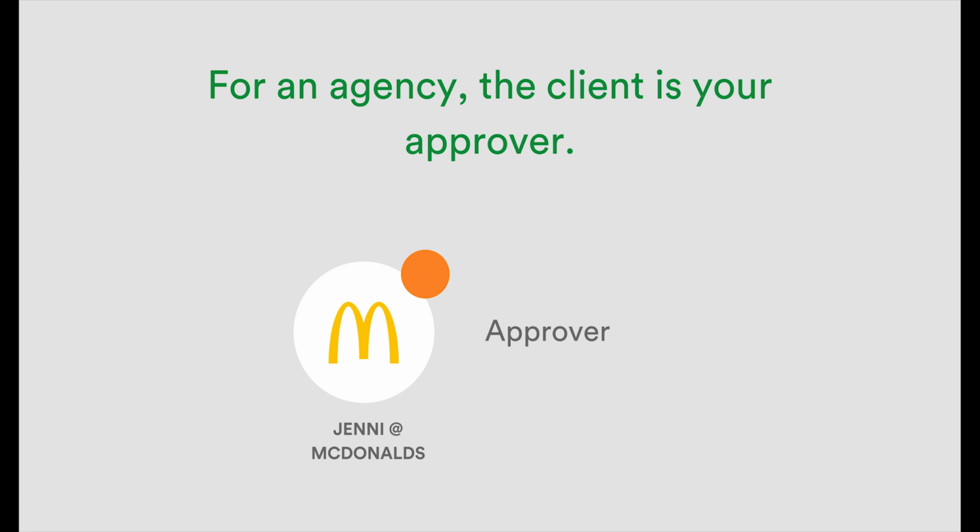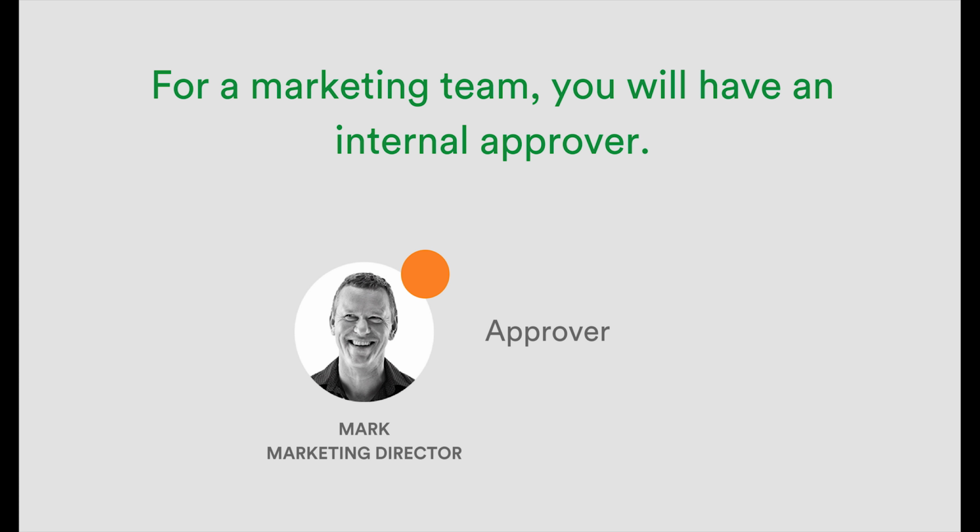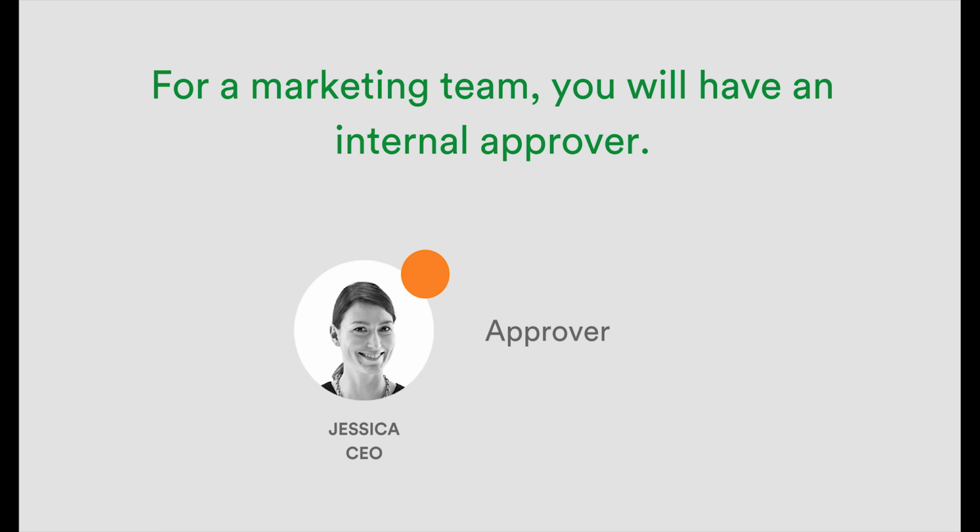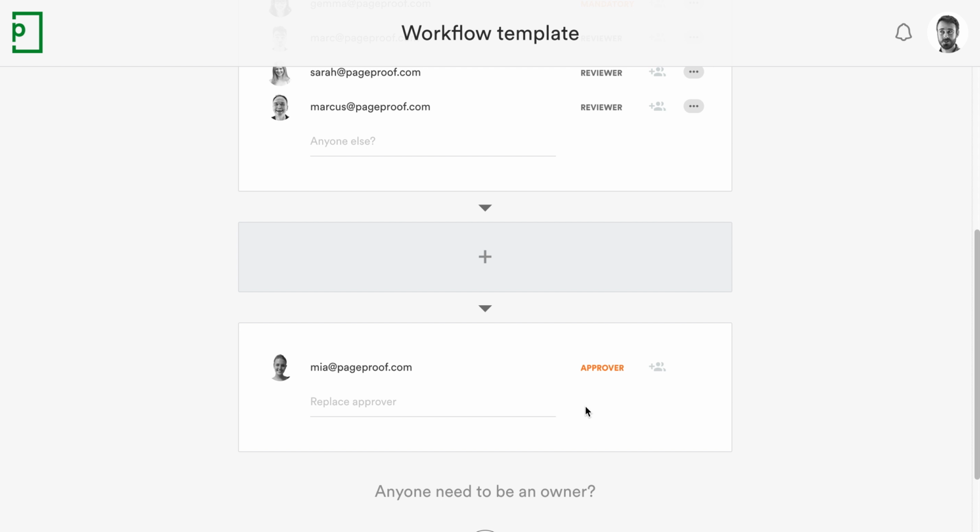For an agency, the approver will be your client who is signing off the work. For a marketing team, the approver is possibly your director of marketing or CEO. You can set a single approver in this last step. However, if they're away, you can replace the approver with someone else.